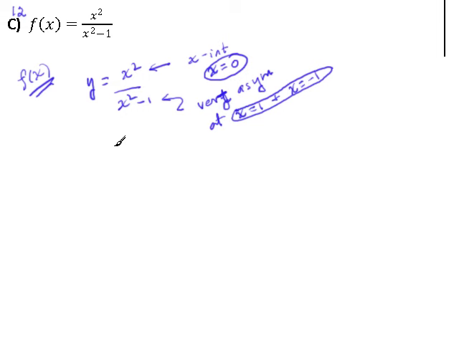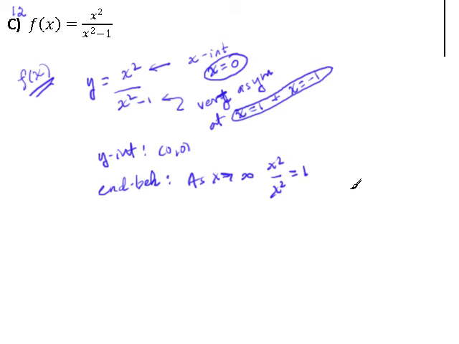We need the y-intercept. Well, the y-intercept is also 0, 0. The x-intercept is 0, 0, and so is the y-intercept. And finally, just end behavior. So as x goes to infinity, x squared over x squared equals 1 is the end behavior. So we have a horizontal asymptote at y equal 1.